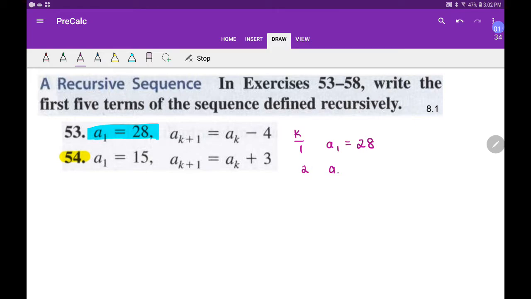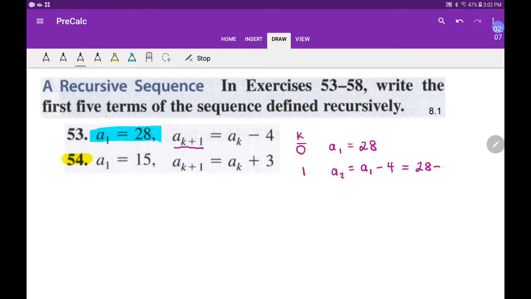Okay, so what happens when k is 2? Well, then I have a sub 2, and that's equal to, let's see, I should have started with k is 0. That's better. I'll start with k is 0 because it's k plus 1. Now it's k is 1. How about that? And so we'll say, now I want, k is 1, so right here is a sub 1, minus 4. Well, what is that? Well, a sub 1 is 28, right? So we'll say 28 minus 4, and that's 24.